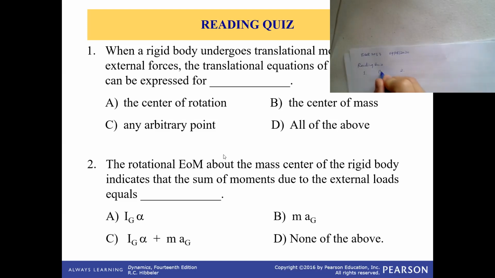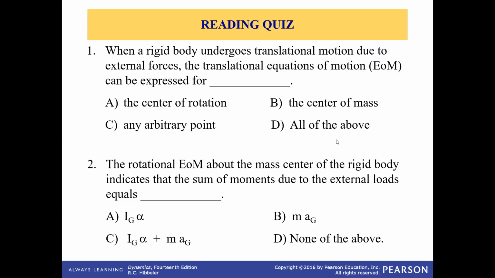The second one says the rotational equation of motion (EOM means equation of motion) about the mass center of the rigid body indicates that the sum of moments due to the external loads equals... Moments should be equal to the moment of inertia times angular acceleration, so I_G times alpha. That should be the correct answer for the second one. So B and A on the reading quiz.